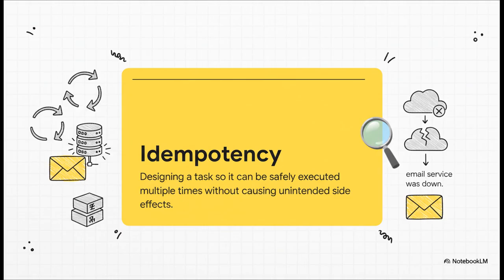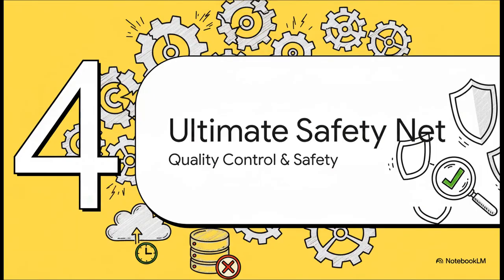Now, that's a bit of a fancy word, but all it really means is that a task can be safely run over and over again without causing problems. So let's say the email service is down. The factory can just try sending your welcome email again later without accidentally spamming you 5 times. Or, and this is way more important, it makes sure that if a payment fails and has to be retried, you don't get charged twice. Super crucial stuff.